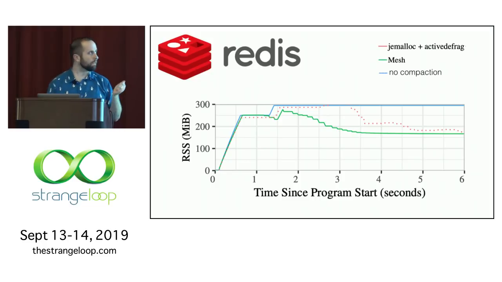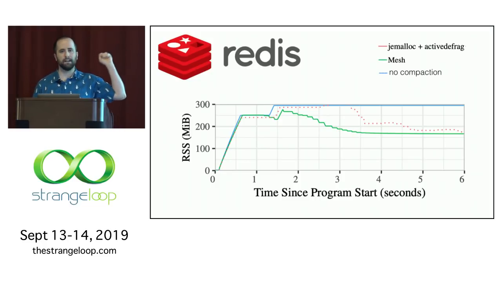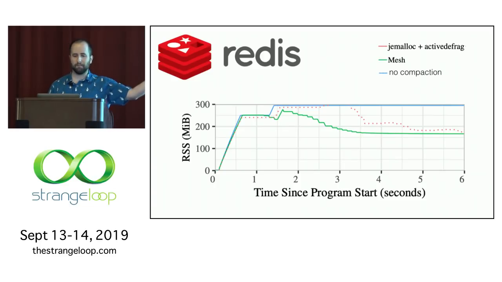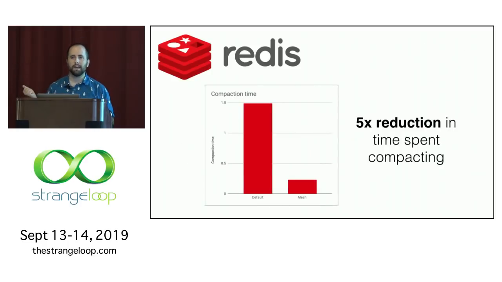On this graph here, the blue line at the top is what the memory usage of Redis over time looks like under this test case without defragmentation. There's a dotted red line in the middle, which is what the heap usage over time looks like with Redis's defragmentation routine, and green at the bottom is Mesh. So we're able to recover as much memory as this application-specific defragmentation routine in a completely generic way. But not only that, we're able to do it much, much faster. We're able to do it with 5x fewer cycles spent performing compaction, which is great because Redis is single-threaded, so any time it's spent doing compaction is time that it's spent not serving requests.